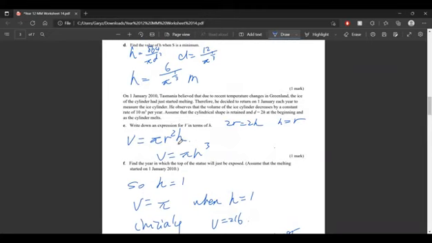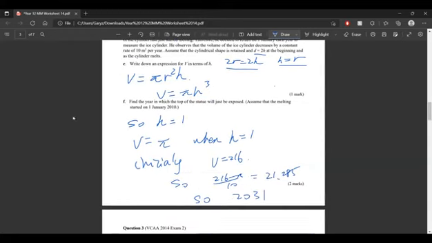The expression for v in terms of h: we know that d is equal to 2h. That means 2r is equal to 2h. Therefore, h is equal to r. And therefore v is equal to pi r h, then we change r to h, so we get v is equal to pi h cubed. Find the year such that the top of the statue will be exposed.